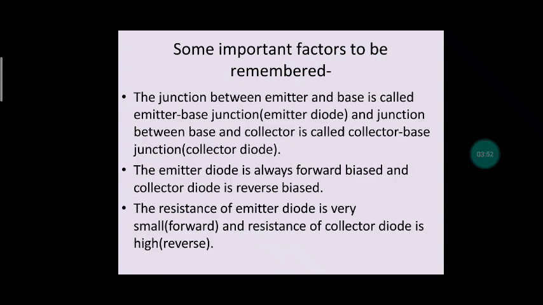There will be a junction between the corresponding terminals. Between the emitter and the base is called the emitter base junction. Between the collector and the base is called the collector base junction. The emitter diode is always forward biased and the collector diode is always reverse biased. The resistance of the emitter diode is very small, and the resistance of the collector diode is very high.